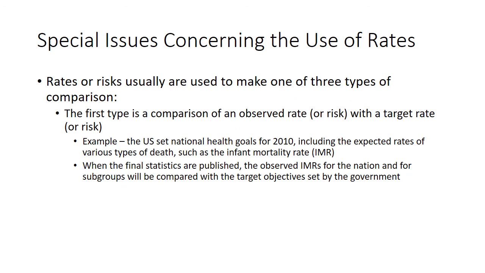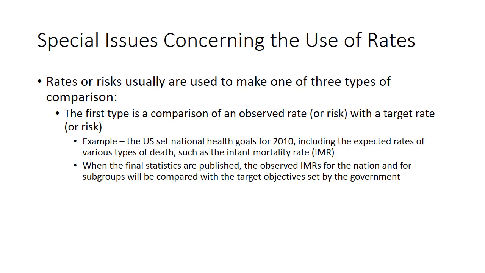So usually we're going to be using rates and risks to make one of 3 types of comparisons. The first one is going to be between an observed rate or an observed risk with a target rate or risk. So for an example of this, we'd see, say, the U.S. setting a national health goal for 2010. We're wanting to look at various types of death and things like infant mortality rate.